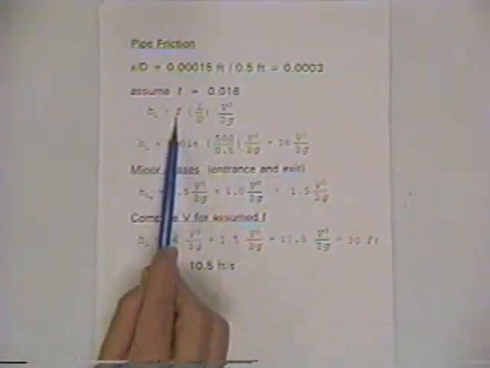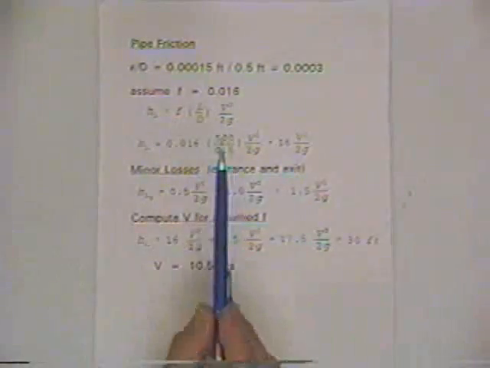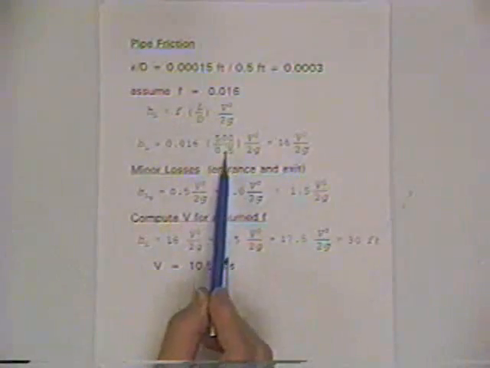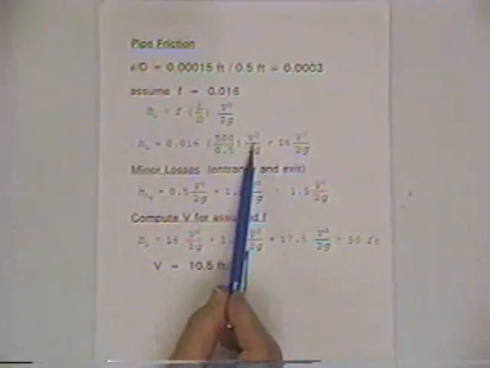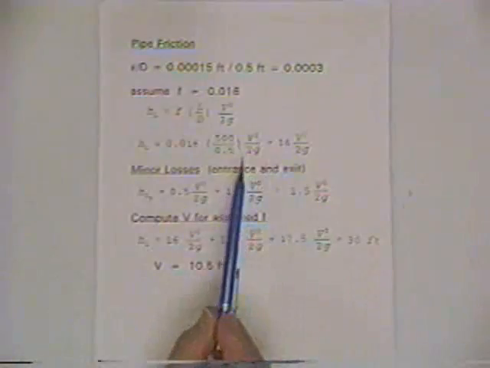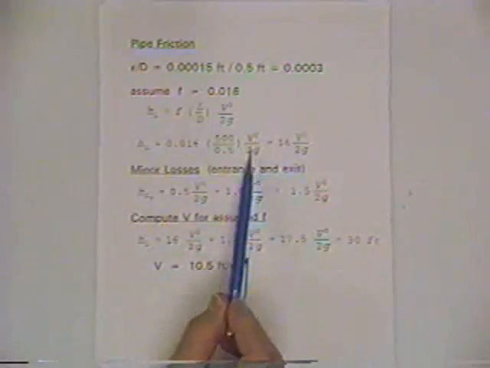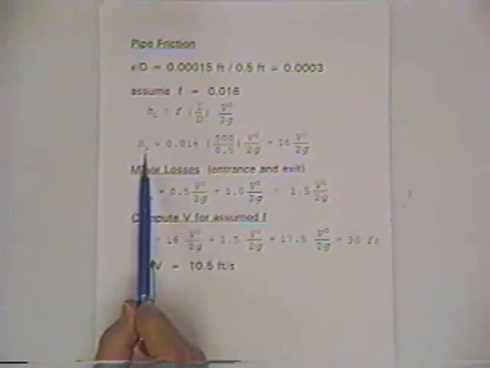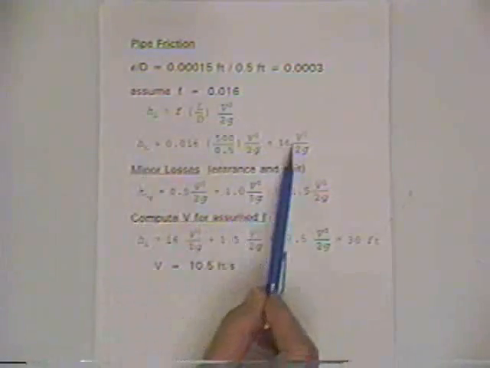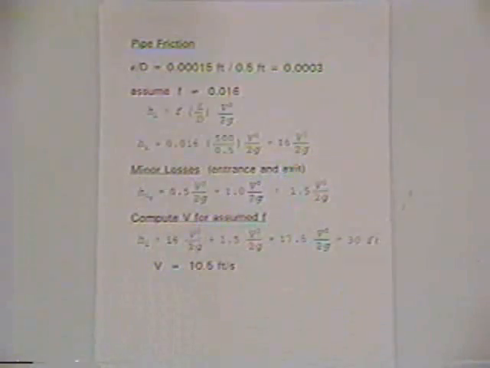And so we plug in the number for the friction factor and the length of the pipe, the diameter of the pipe. We don't know the velocity head, as we just said, and so we just write down the velocity head, and we find that the head loss in that 500-foot long length of pipe is 16 times the velocity head. But we also have entrance and exit losses.